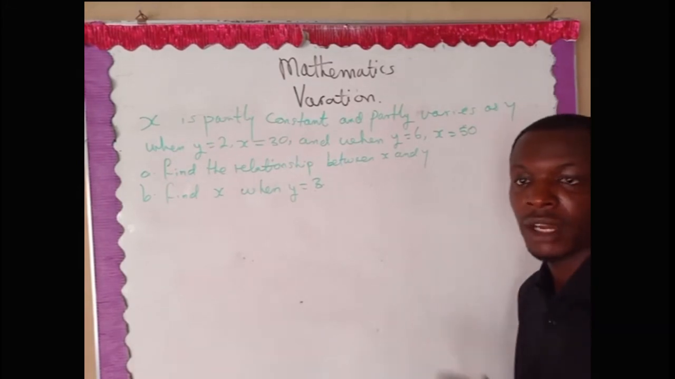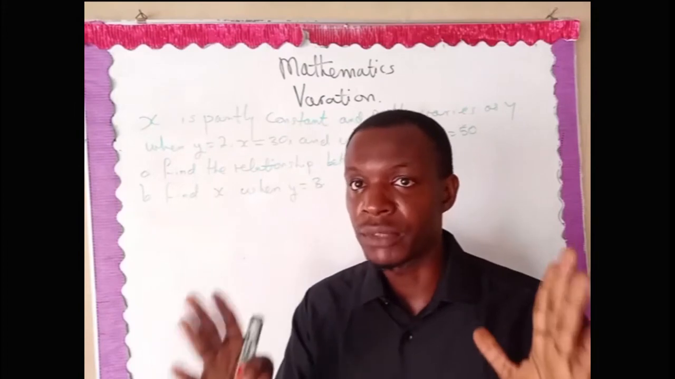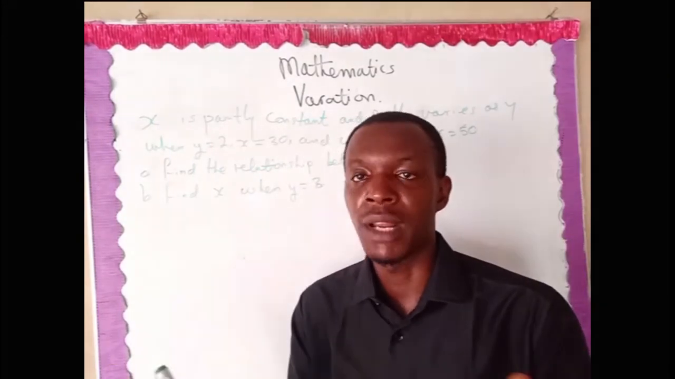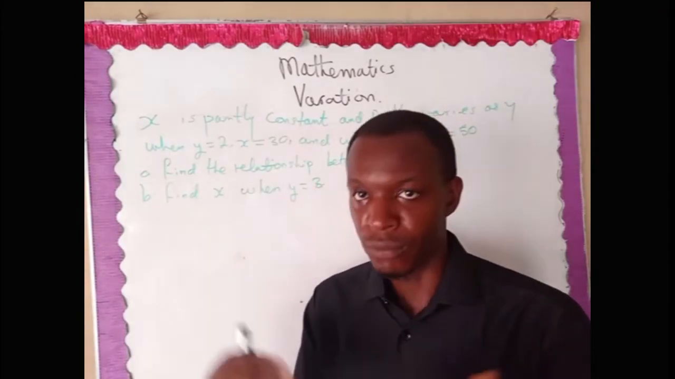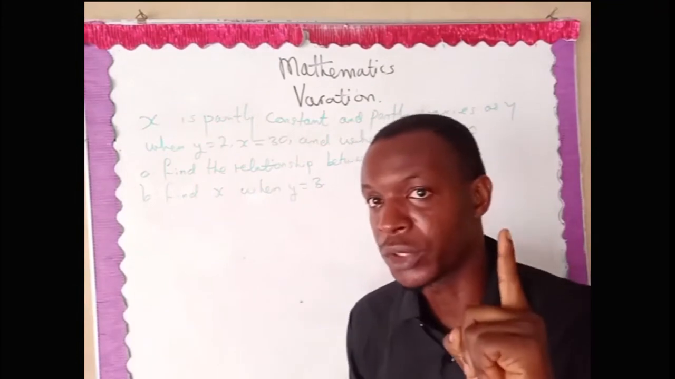Now there's one special thing about partial variation. They will always give you two separate values before you can start looking for the formula that connects the two variables, and that will lead us to simultaneous equations. Let's see.